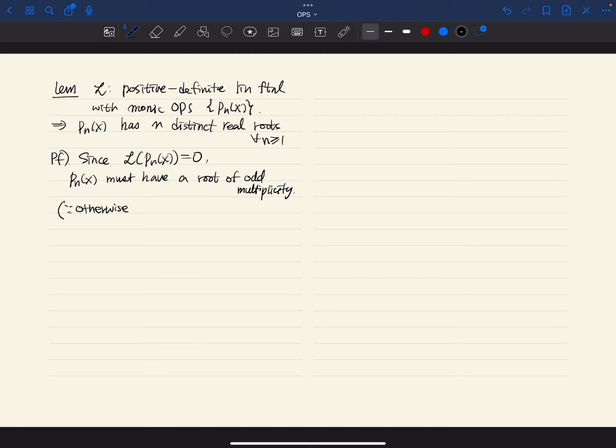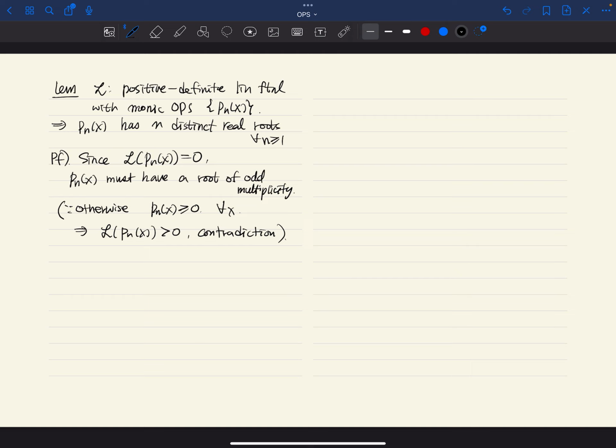That means P_n(x) is always greater than or equal to 0 for all x. Because if you consider the graph y equals P_n(x), then if there are no odd multiplicity roots, they all stay above the x-axis. But then, by the property of the positive definite linear functional, this must be positive, a contradiction. So it has at least one root of odd multiplicity.